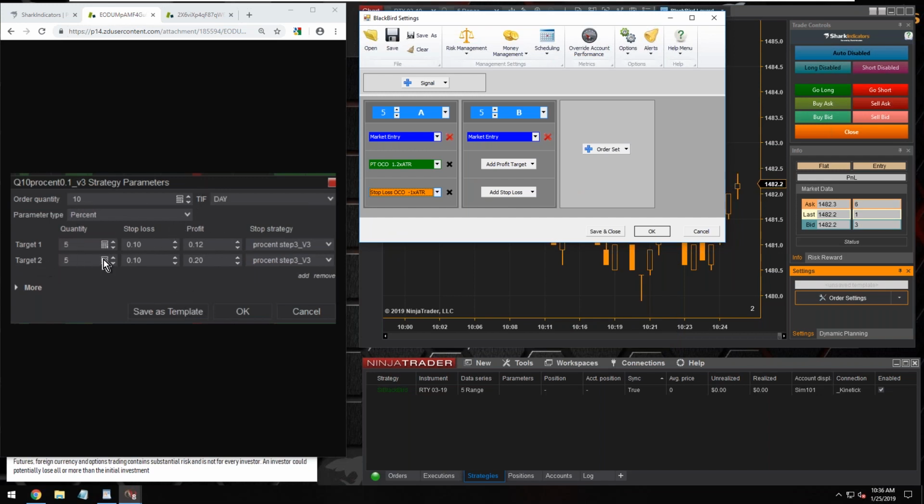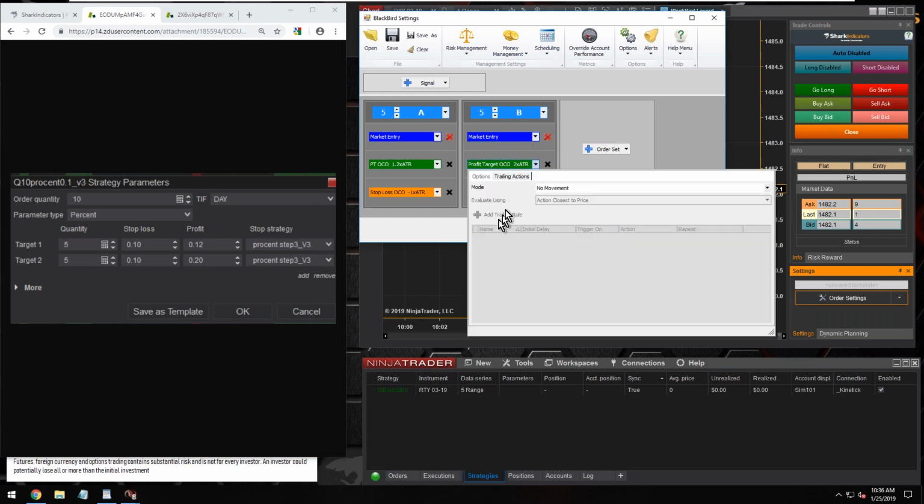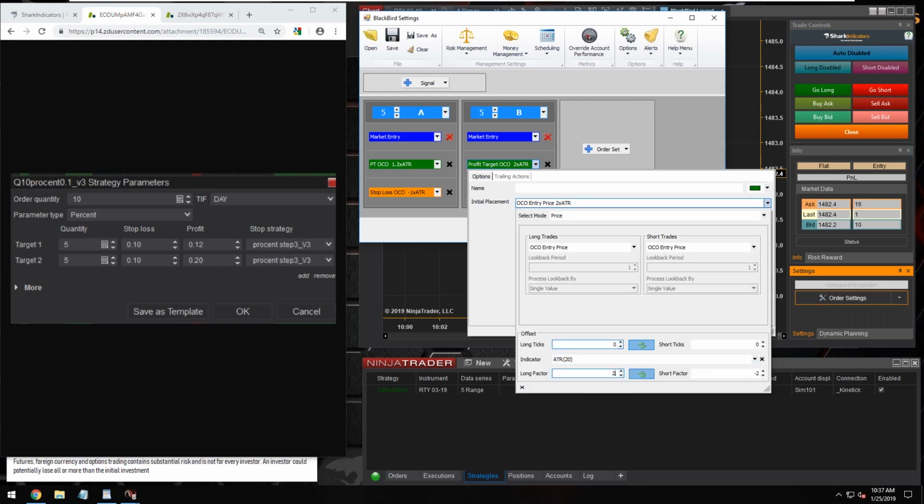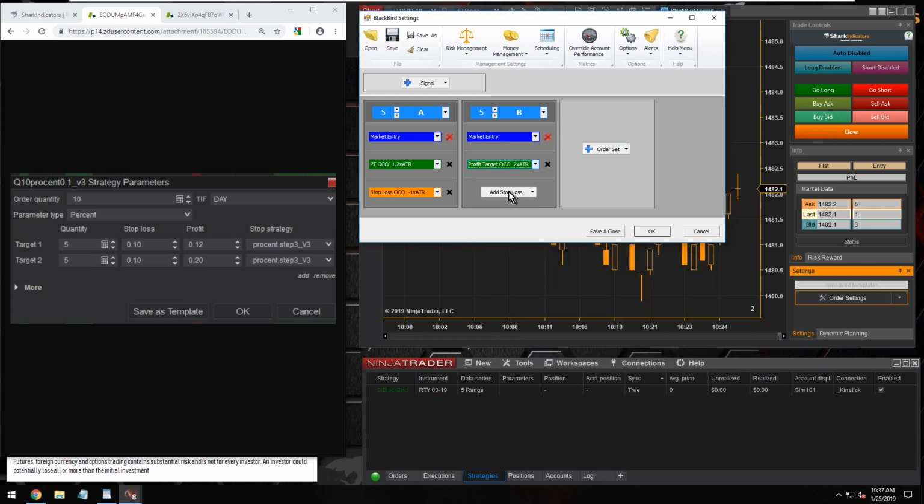So let's move on to target 2. We already have the 5 contracts set up here. So let's put in our profit target of 0.2%. Again, we'll just select an ATR. So I'm converting 0.2% into just 2 ATRs by moving the decimal point over. And what I selected from the quick list was already a 2 ATR. So we're done there with the profit target. Next, let's move on to the stop loss.